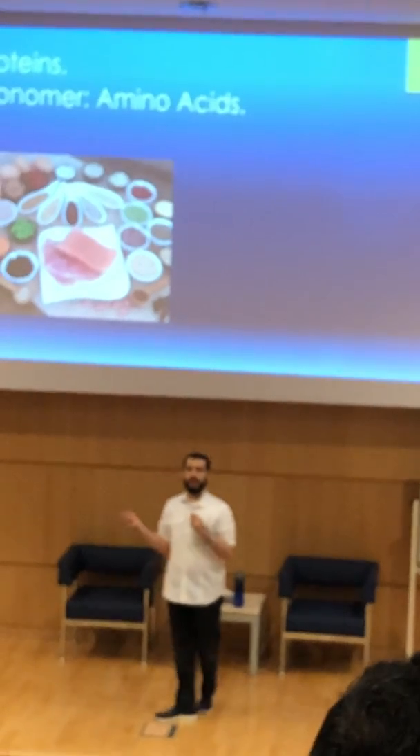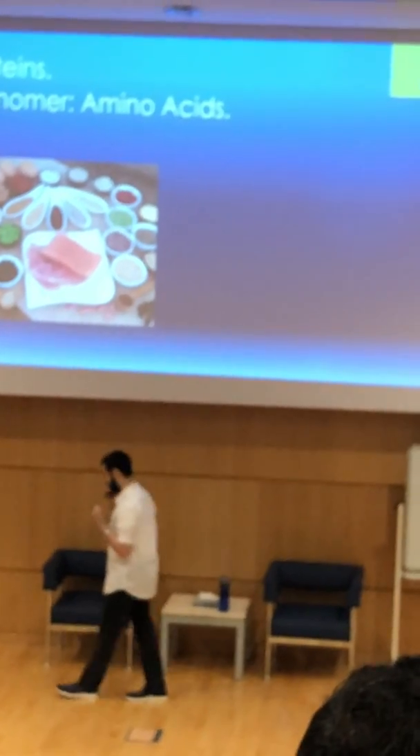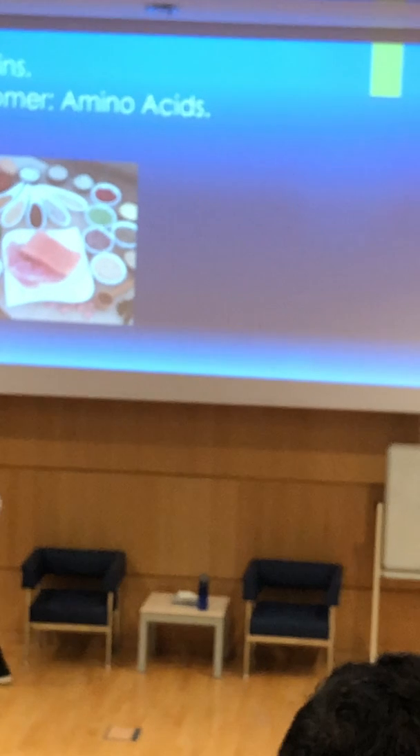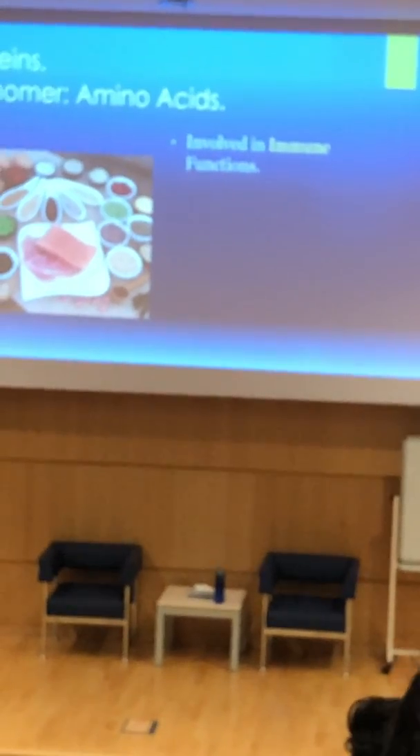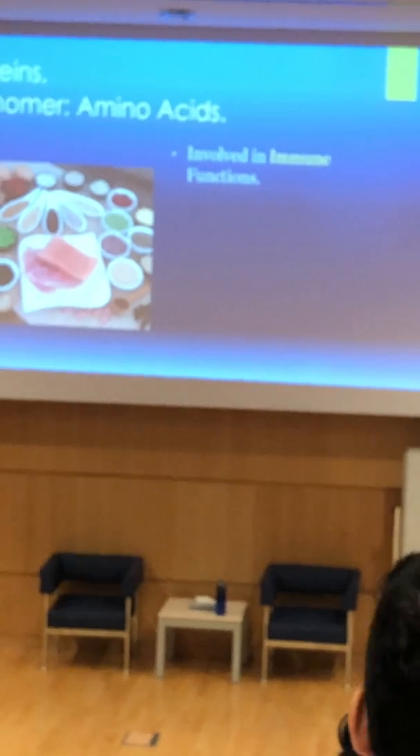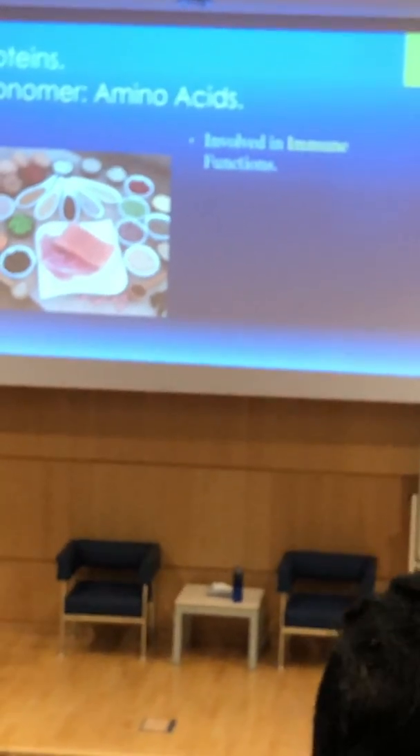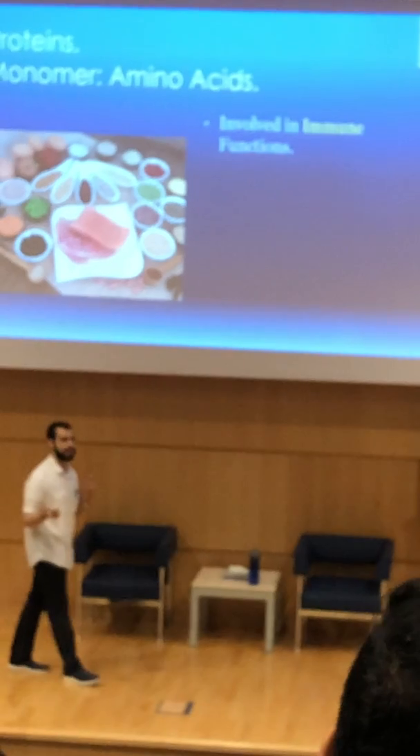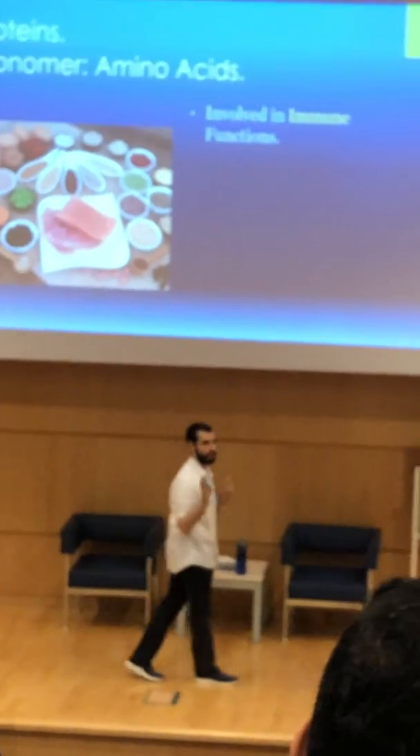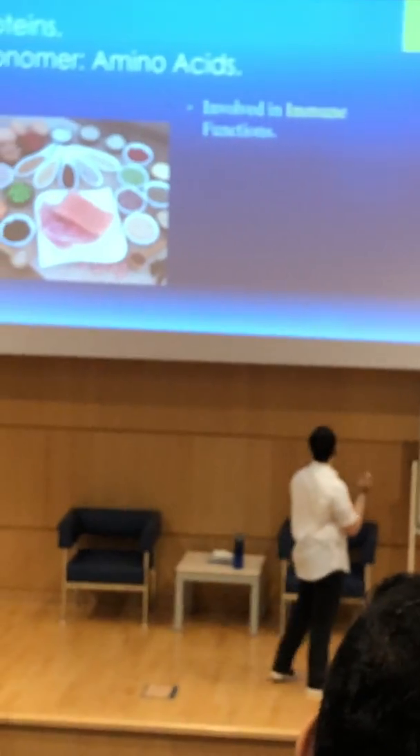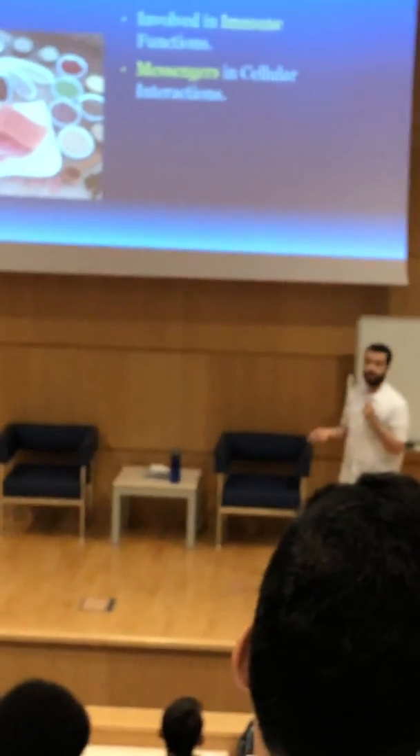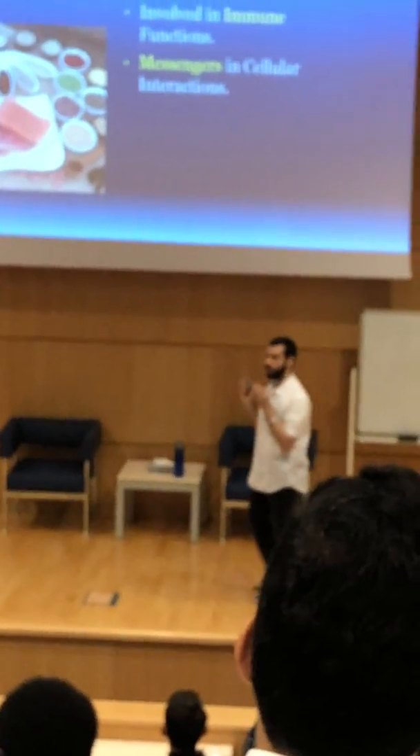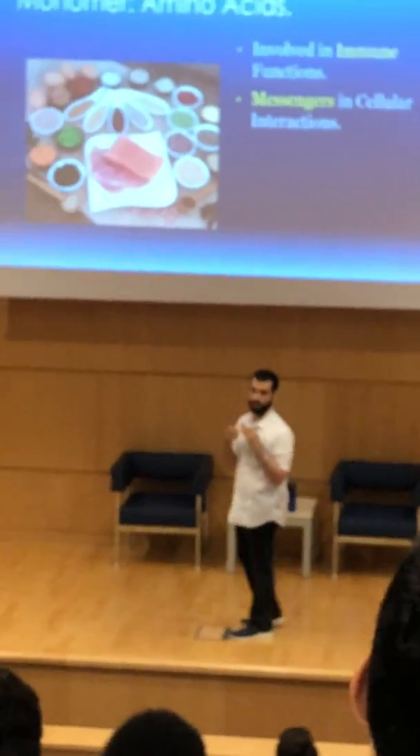I don't see any hands. That's fine. I said they have a lot of functions, but I wrote around 5 main functions that I found here. They are involved in immune reactions. Antibodies are almost 100% proteins. My seniors will know that better than me, honestly. But yes, antibodies are mostly proteins. Messengers and cellular interactions, as we said, hormones. Hormones are proteins or amino acid derivatives.